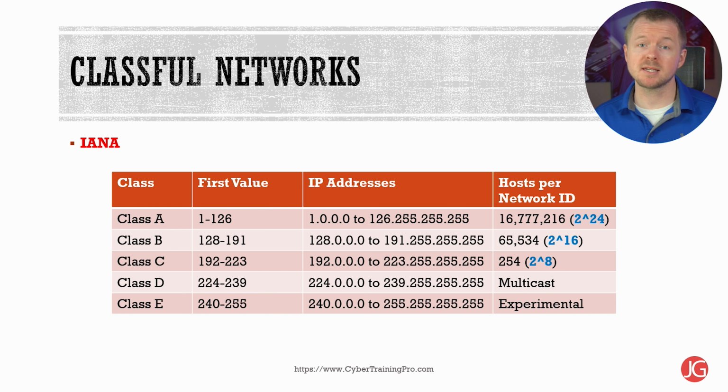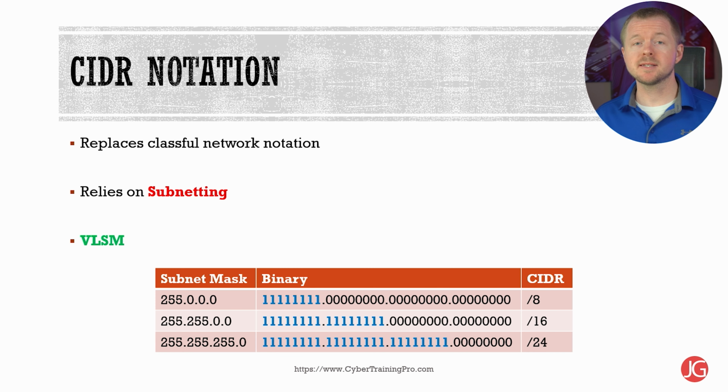Basically, the classful system was wasteful when it came to distributing IP addresses, so there had to be a better way, called classless interdomain routing, or CIDR. Classless interdomain routing was developed to replace classful networks, and it relies on a concept called subnetting. The idea behind subnetting is that we can take a single class of IP addresses and chop it up into smaller networks called subnets.